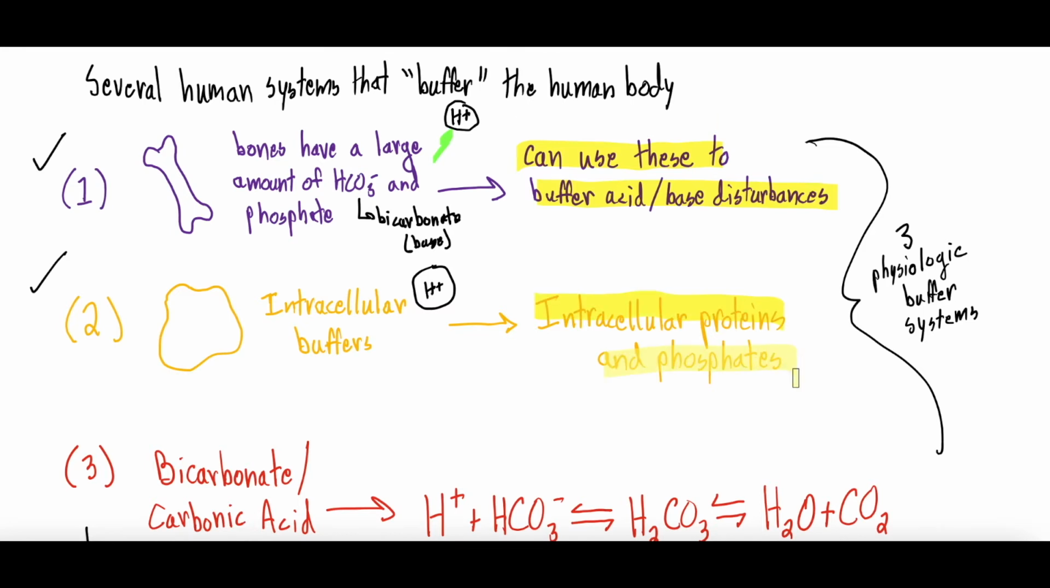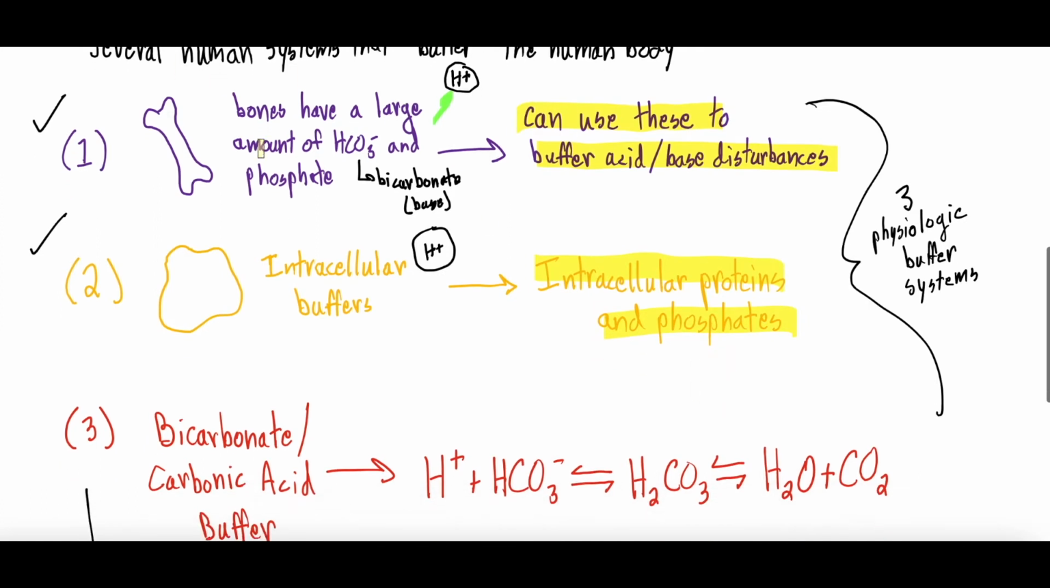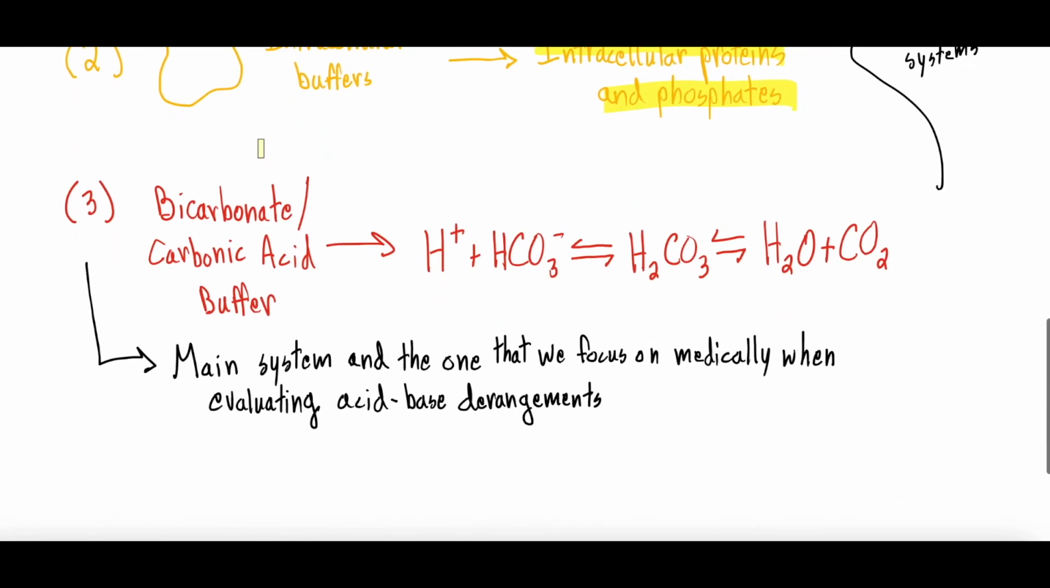The last and the main one is the bicarbonate carbonic acid buffer system. This is by far the main system, and it's the one we focus on medically when we're evaluating acid-base derangements, because the vast, vast majority of buffering that goes on uses this system, whereas the other two systems, bones and intracellular buffers, are much more negligible.